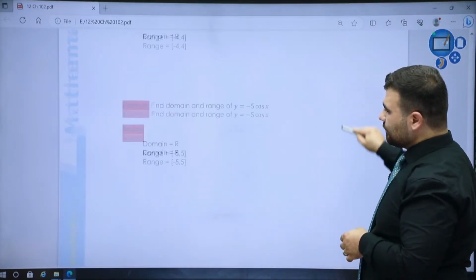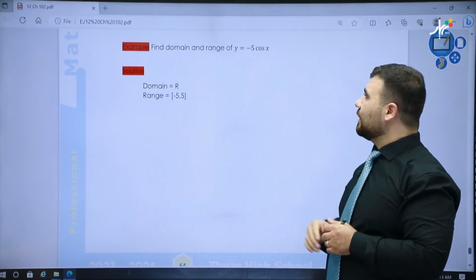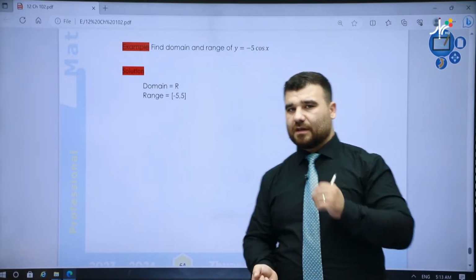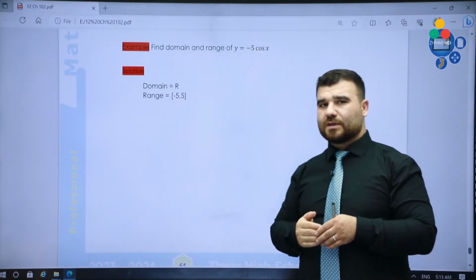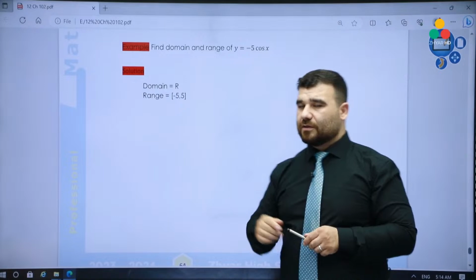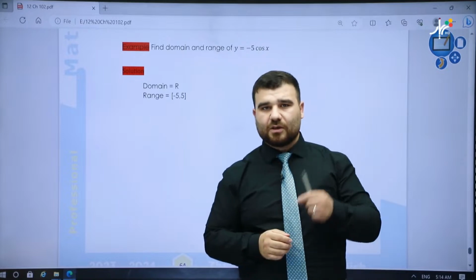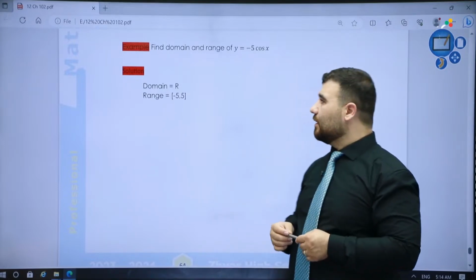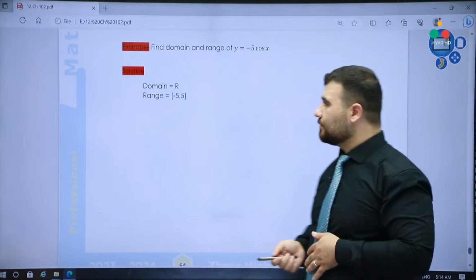Find domain and range of y equal to negative 5 cosine x. Range is from negative 5 until 5. Even if this number is negative, we don't care. We take the number once as it is, once multiplied by negative. So when we multiply this by negative, it becomes positive 5. So it doesn't matter if the coefficient of the trigonometric is negative or positive. Look at the number, once negative, once positive, both in is the range. Domain is all real numbers because this is not fraction, this is not square root.